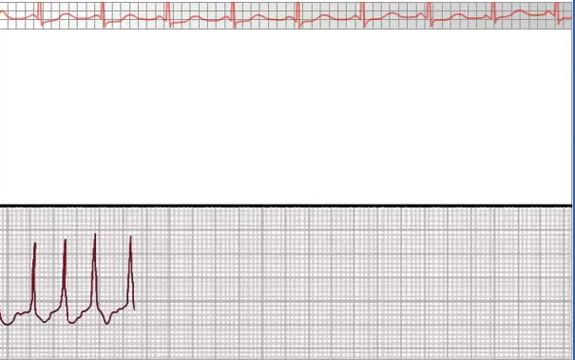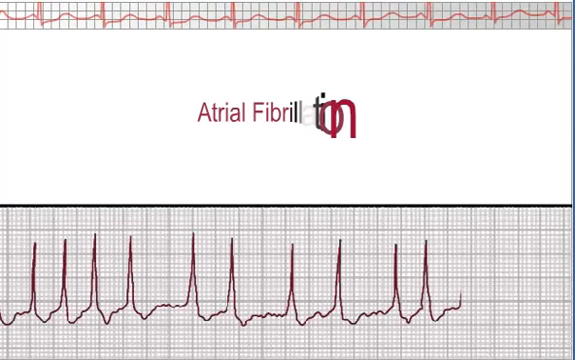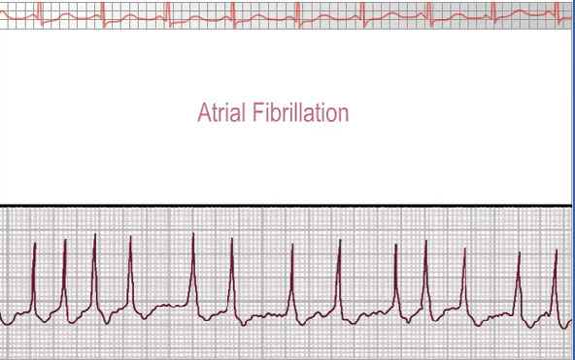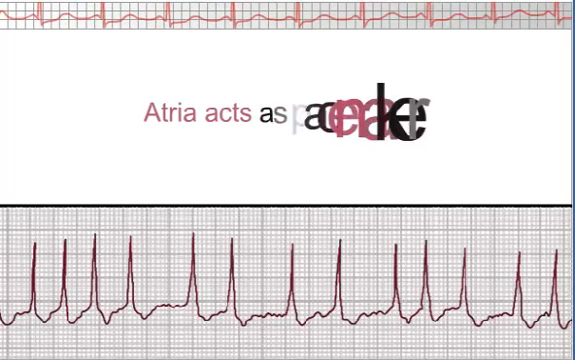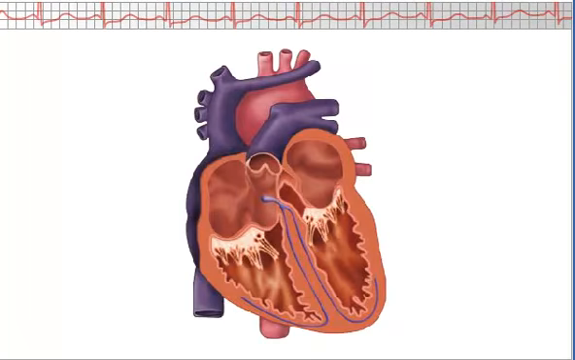Our last topic in this section deals with atrial fibrillation. It's also called AFib. This condition stems from ectopic focus anywhere in the atria, in which the atria acts as the pacemaker. Like atrial flutter, atrial fibrillation is caused by rapid-firing circuits in the atria.